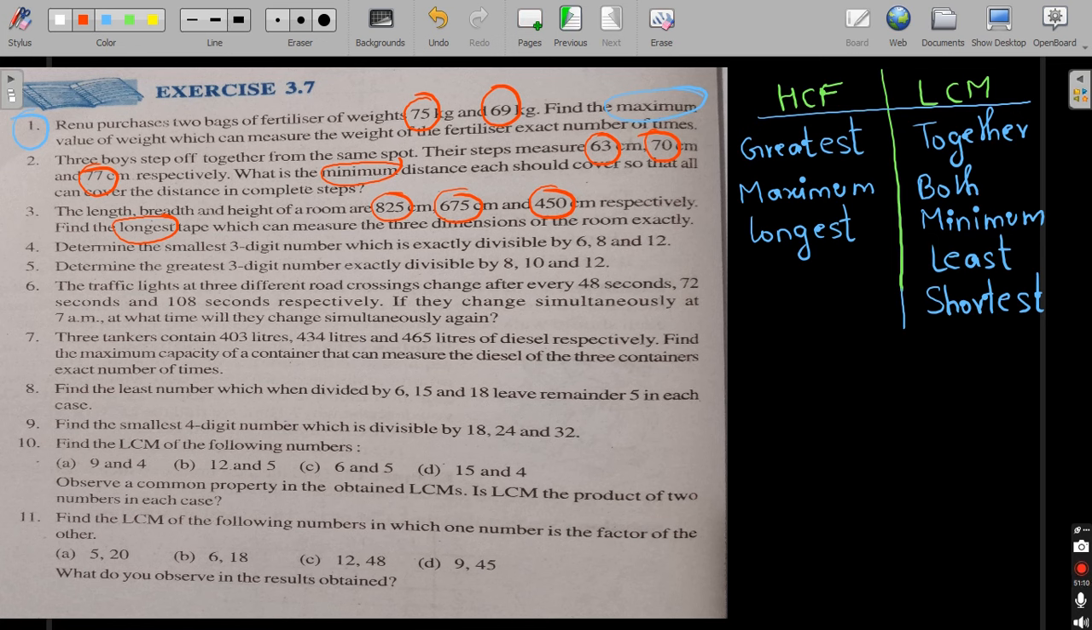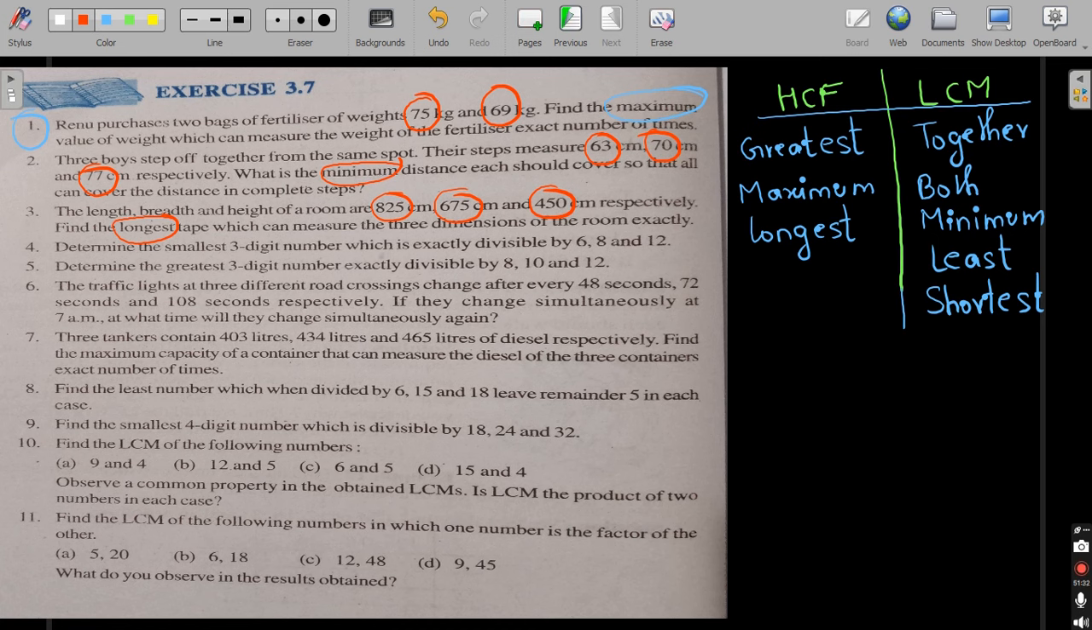Question number 6 is again what problem? Now it is written over there, the traffic lights on a 3-dimensional road, every second it is written. If they change simultaneously at 7 a.m., at what time will they change again? Again we need to find out. So how will I solve that question?